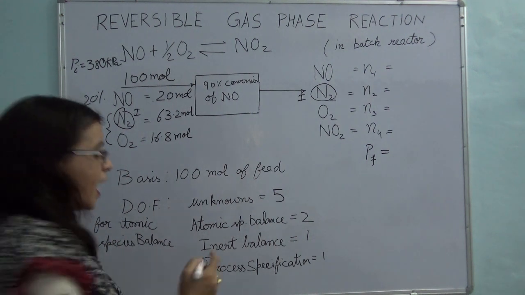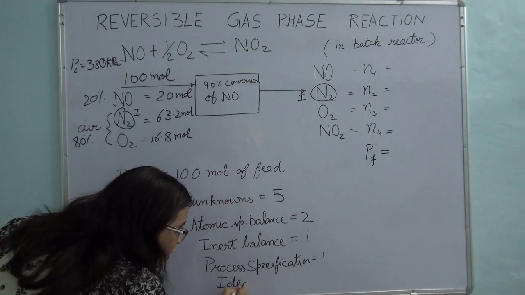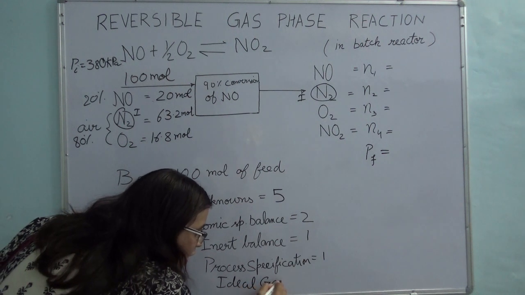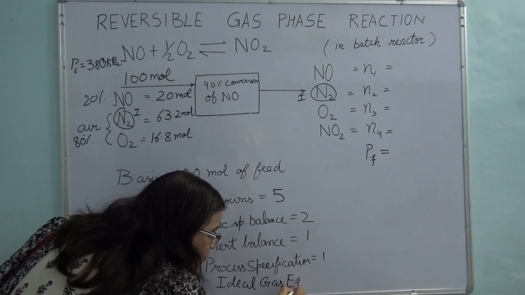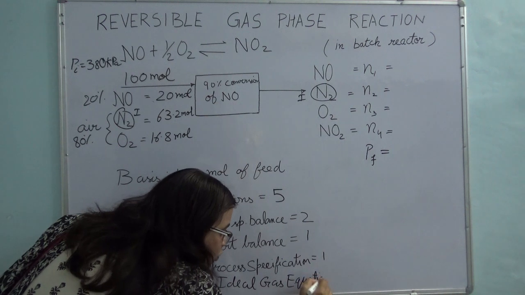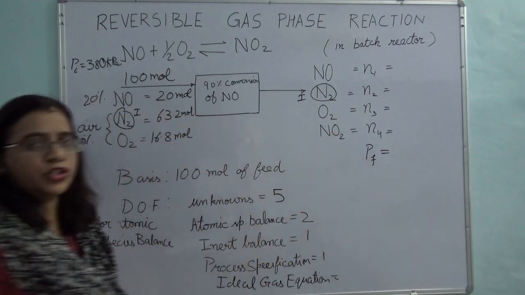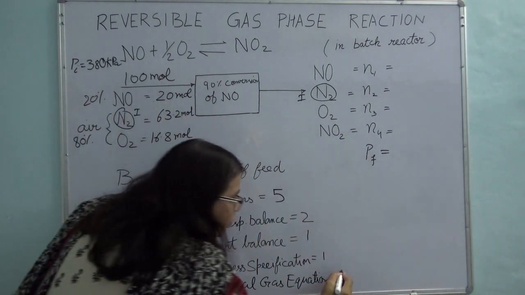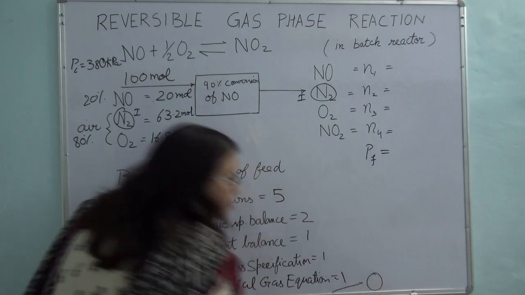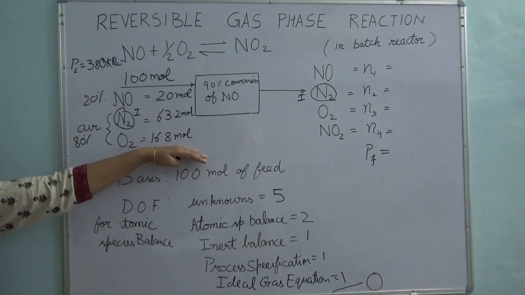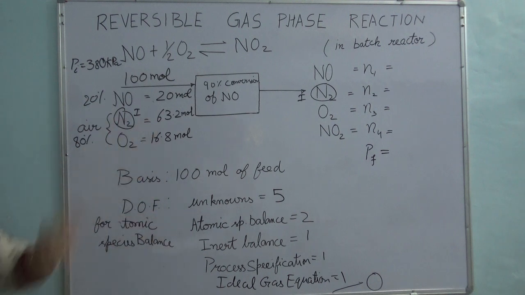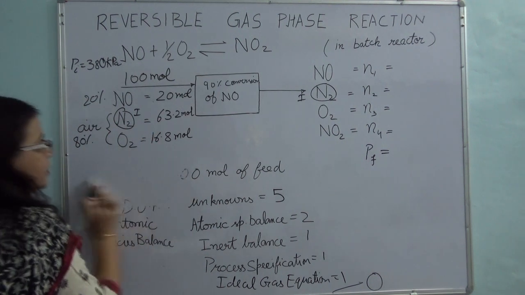I have my ideal gas law. So this is one more equation which I can use. I have the ideal gas equation which I will use to find out this final pressure. So this is one more equation and my degree of freedom is then 0. So this problem is solvable. I can solve this problem. Okay, so let's do that first.